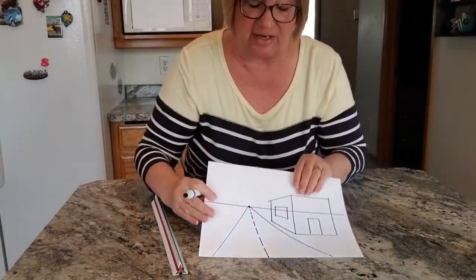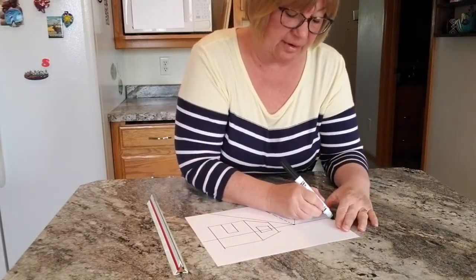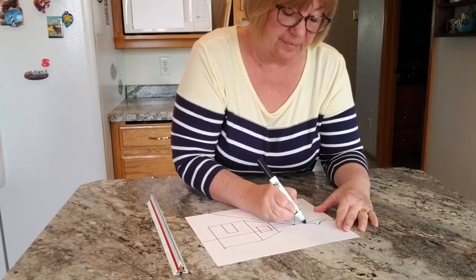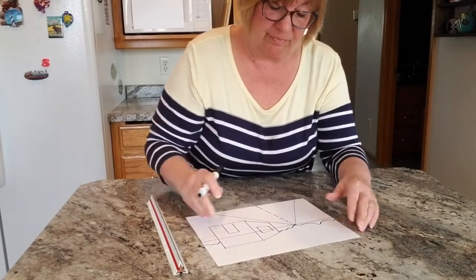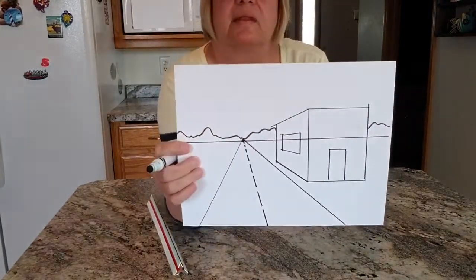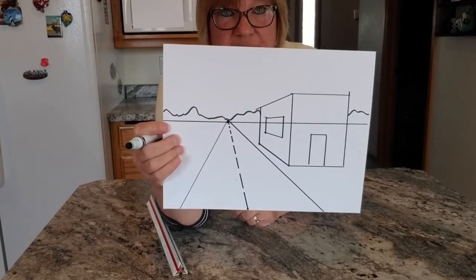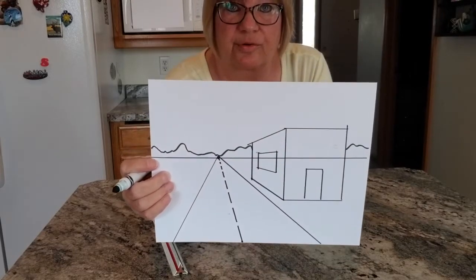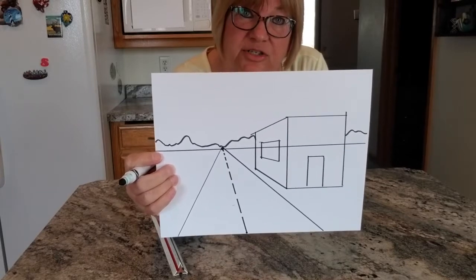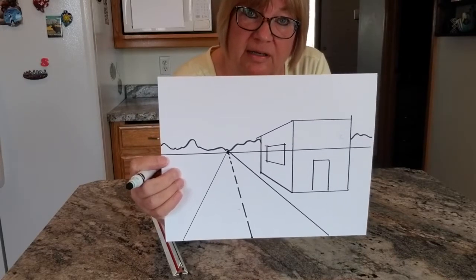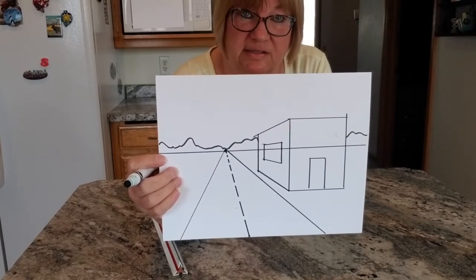Now you could have fun on your drawing and make some things in the background. Maybe I'll make some mountains. And put anything on that drawing that you want to decorate your house or the road or the ground. But this is the very first step in doing a perspective drawing. This perspective drawing is called one-point perspective.